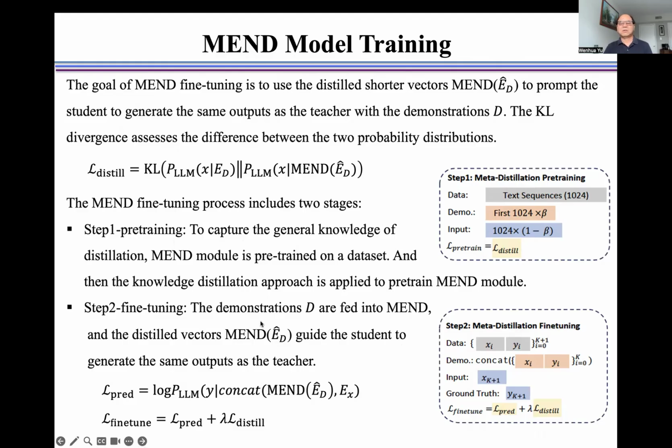Stage 2 is fine-tuning, as shown here. The demonstrations D are fed into MEND, and then distilled vectors guide the student to generate the same outputs as the teacher. As shown here, this is the prediction loss. The final loss is defined by using the prediction loss and the distillation loss, where lambda is a balance factor.